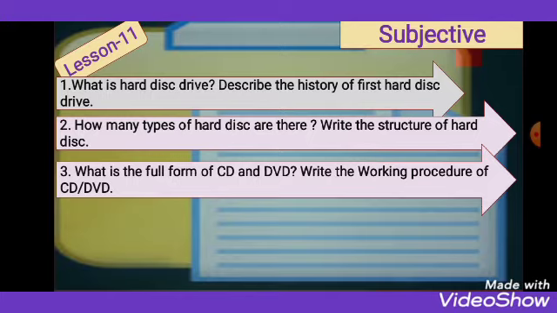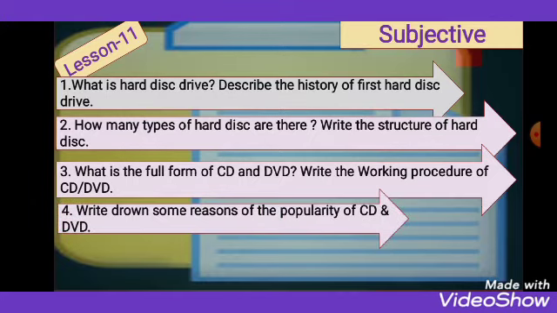Then number 3: what is the full form of CD and DVD? We know the full form of CD and DVD. CD is compact disc and DVD is digital versatile disc. Then you write the working procedure of CD and DVD, how it works and what it is made of. You will write that it's made of aluminum alloy, and on both sides it stores the data by laser ray, using a laser beam. Okay my dear students, I think you are clear.